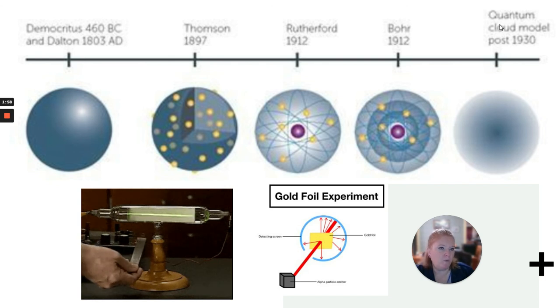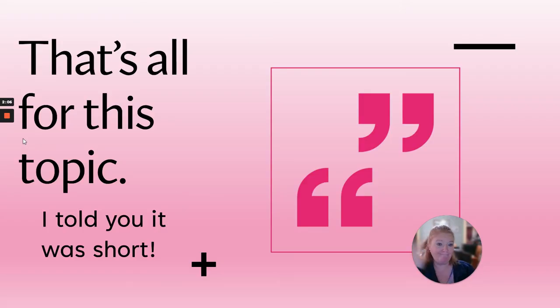And then we have the quantum mechanical model, the electron cloud model, which is our most current understanding of the model of the atom. And that's it, how the model of the atom changed over time.